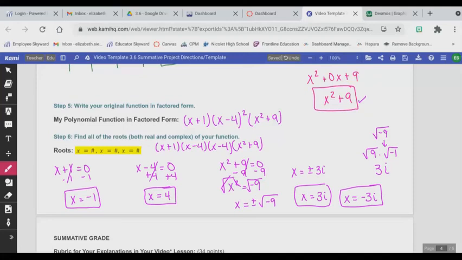Below this is just the rubric for your summative grading. So you have an idea of what you're going to get graded on. Hopefully this helps. If you have any questions while you're working on your problem, don't hesitate to ask your teacher.